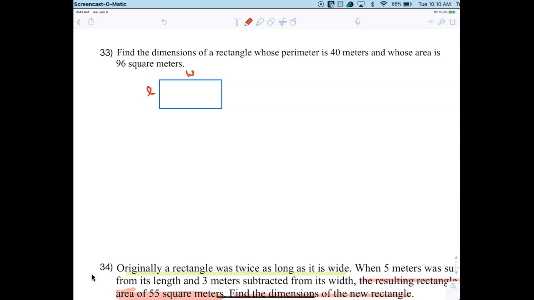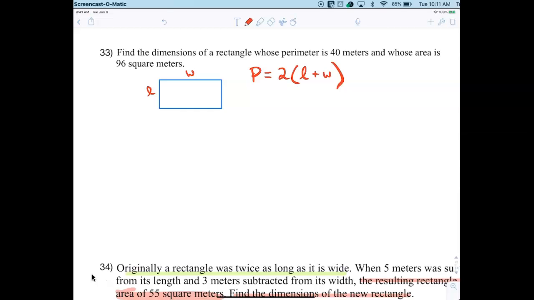The perimeter is 40. If the perimeter is 40, how do I write the perimeter of a rectangle? P is equal to, there's a formula. What's the formula? Tell me. Very good. 2 parentheses length plus width. That's a good way of writing the perimeter. Can you also say 2L plus 2W? Yeah, it's the same thing.